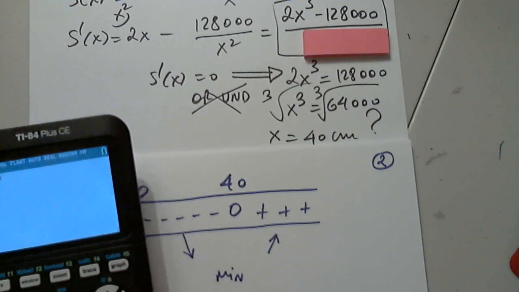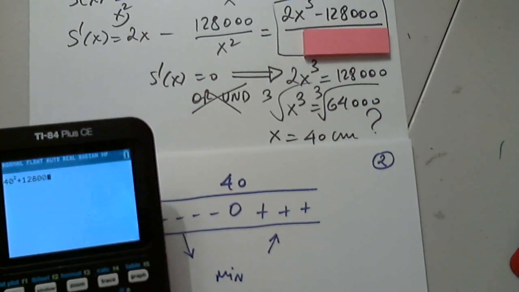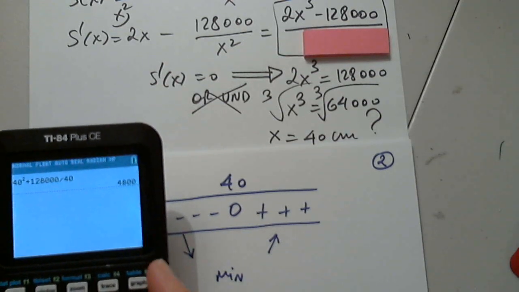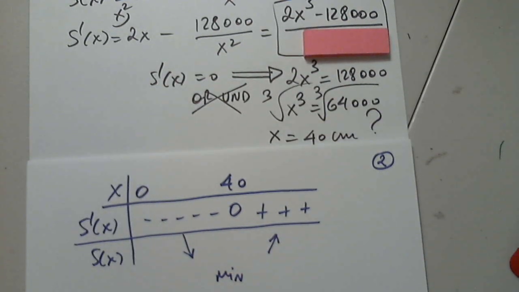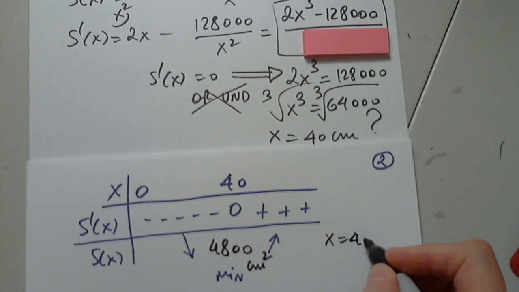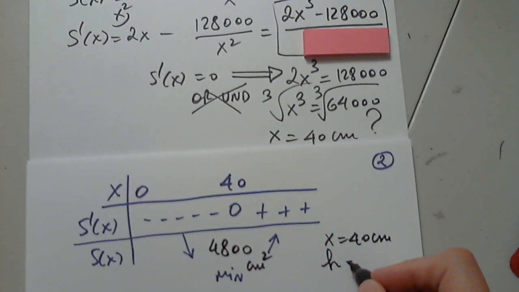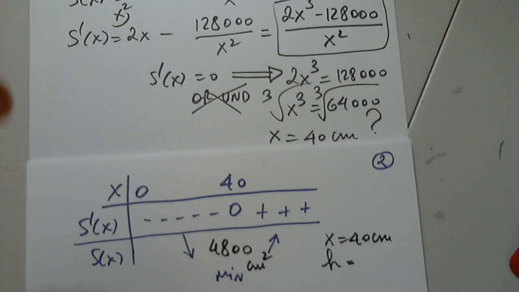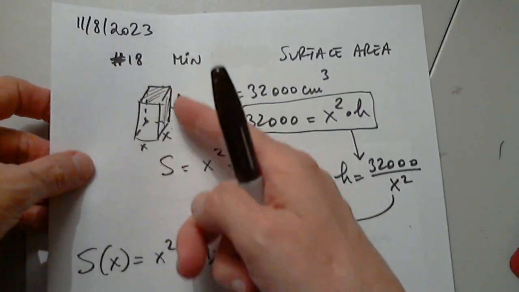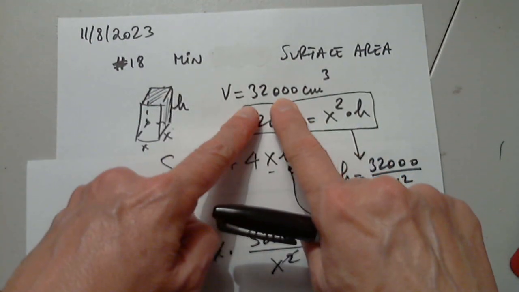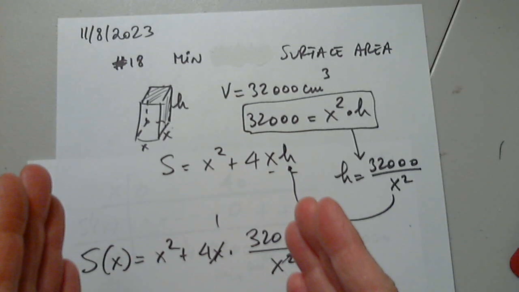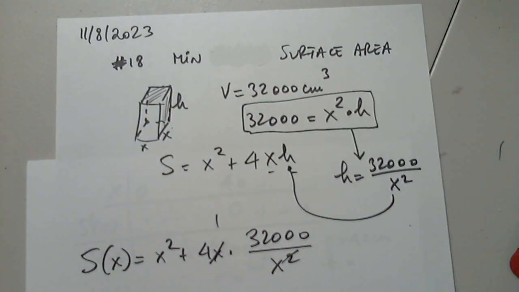40 squared plus 128,000 divided by 40, and I'm getting 4,800. So this is 4,800 square centimeters because this is a surface area. It's guaranteed to be a minimum. So we determined x to be 40 centimeters, but I have to determine h because it's asking us to find the dimensions of such a box with a minimum surface area, given this restriction. This is a restriction. We are restricted, right? Meaning the volume has to be that.